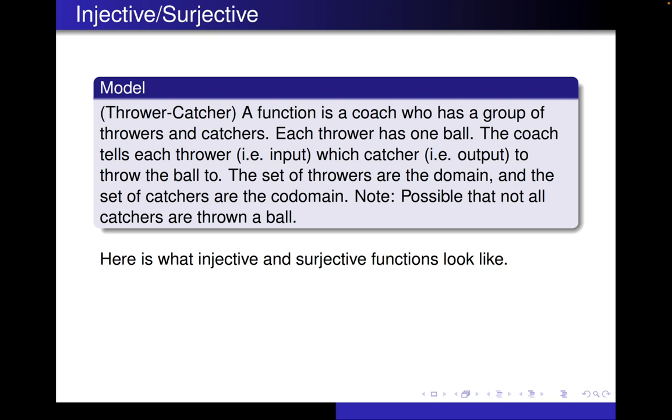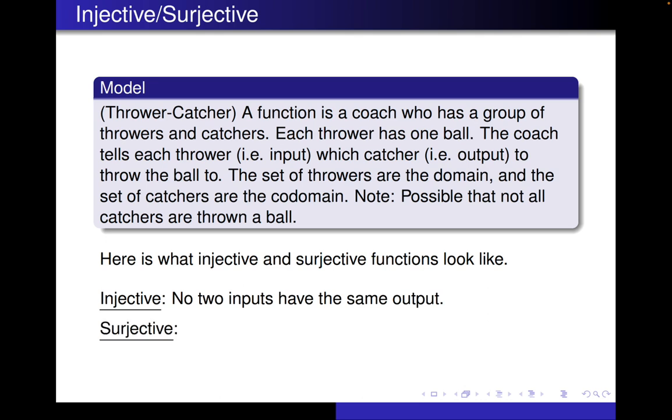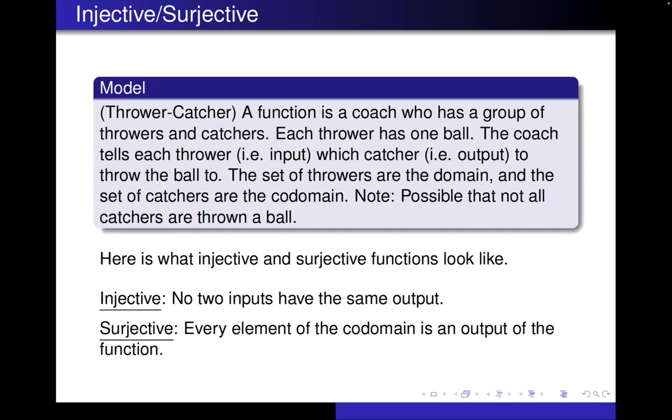So here is a reminder about what injective and surjective functions look like. Injective means that no two inputs have the same output. And surjective means that every element of the codomain is an output of the function. In other words, every element in the codomain has some input where that element is an output.